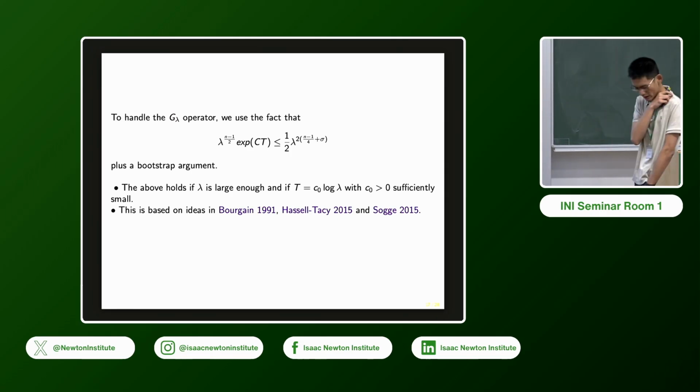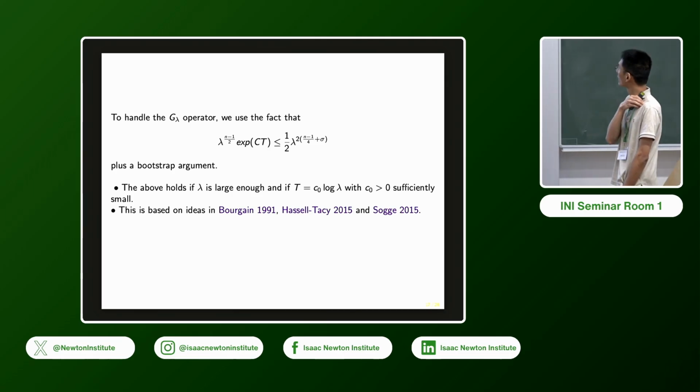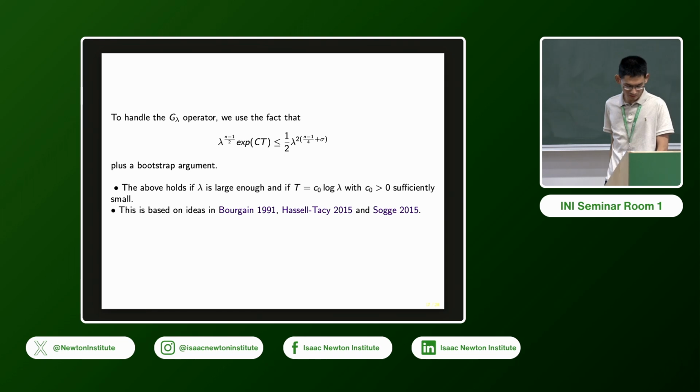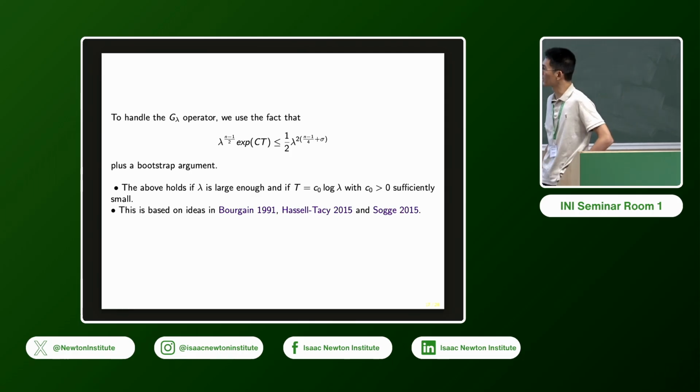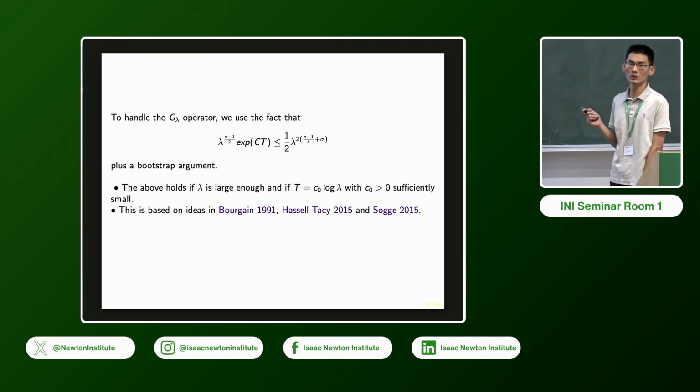This is related to ideas in earlier works of Bourgain and Sogge, and the pointwise estimate is related to ideas in the work of Hassell and Tacy. So these are the main ideas for controlling the L^q estimates for the set which has a lower bound, and where point concentration dominates.